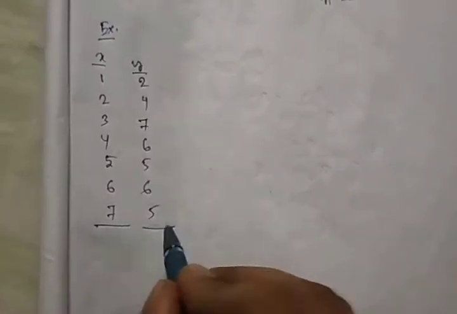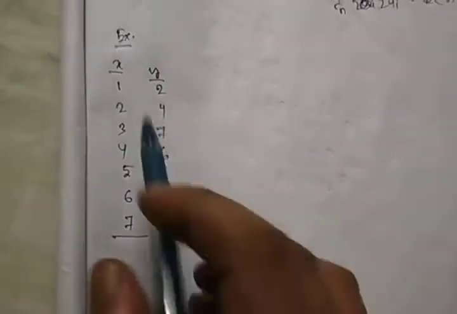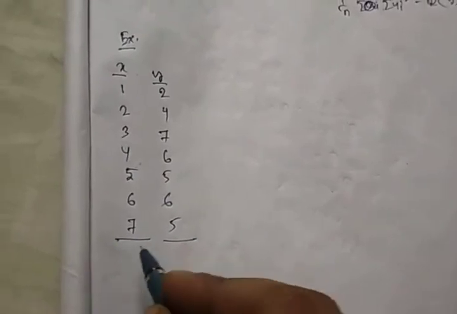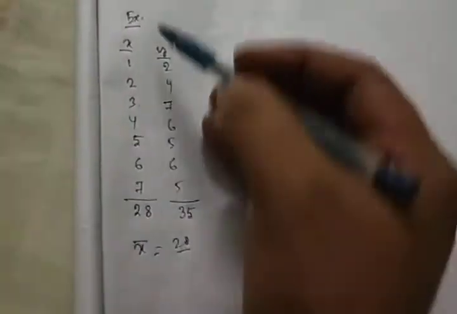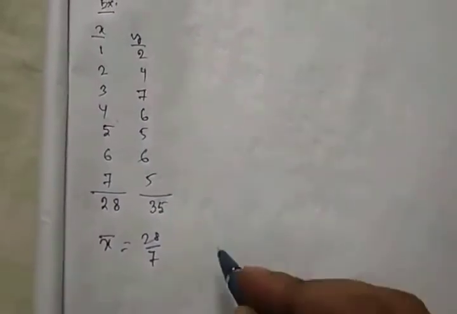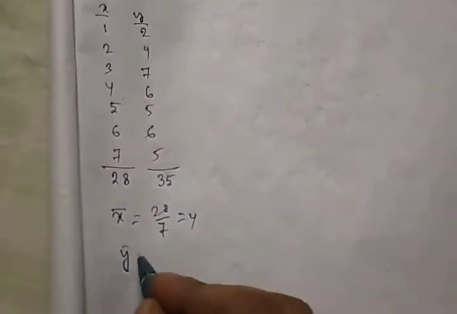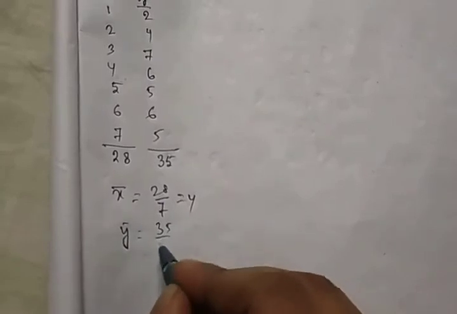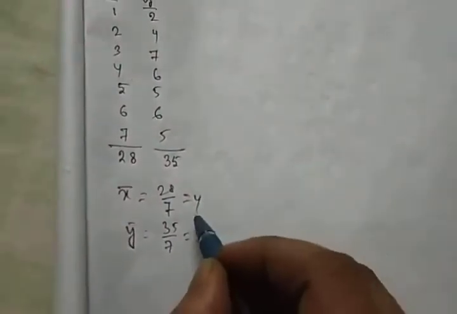Okay, first we have to calculate x bar and y bar. To calculate them, we have to find the sum of x and the sum of y. The sum of x will be 28 and the sum of y will be 35. So x bar equals 28 divided by the number of data, 7, so 28 by 7 equals 4, and y bar equals 35 by 7, which is 5. Now we can see that these are whole numbers, so we can use the deviation.